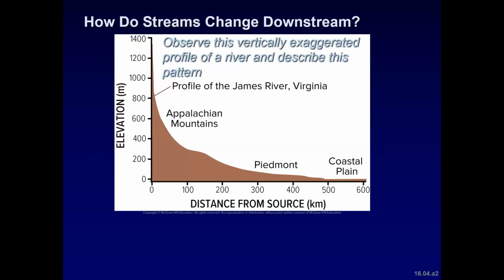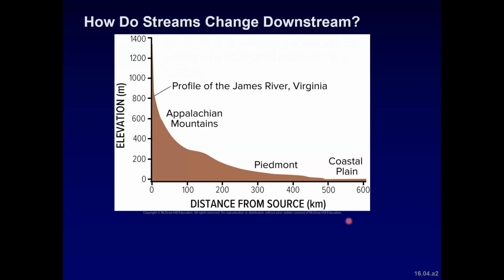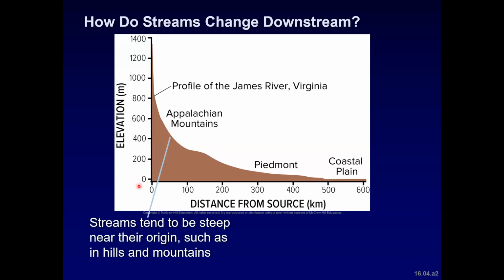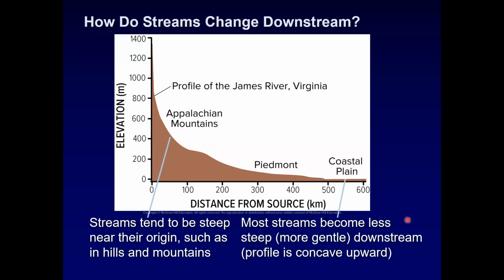So how do streams change downstream? We've talked about that a bit. This is a profile of the James River in Virginia. We have elevation and then distance from the source. Okay, so streams tend to be steep near their origin, say if they originate in the mountains, right? And then most streams become less steep, more gentle downstream, right? As you go from the Appalachian Mountains, where the headwaters are, to the Piedmont, to the coastal plain.